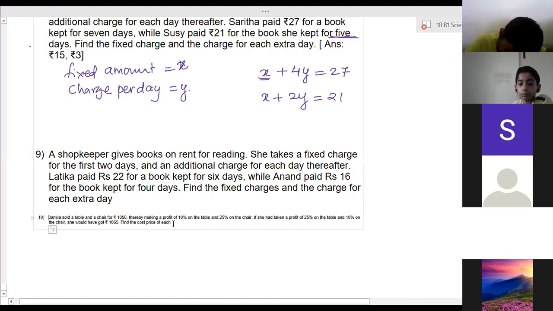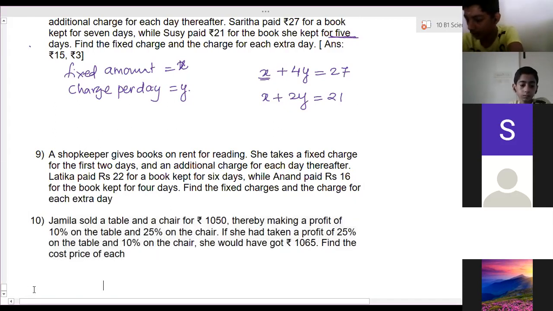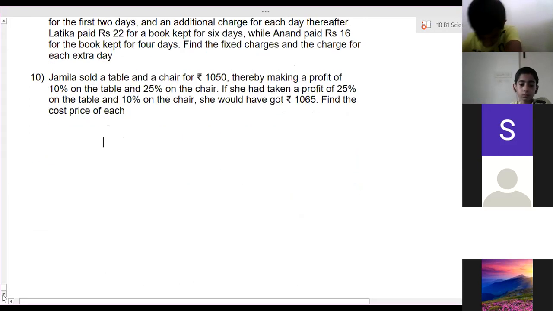These level 2 questions, mark them properly. These are very important questions. Ma'am, 8 and 9? 8, 9 done. No, 10 onwards. 10, 11, 12, 13.